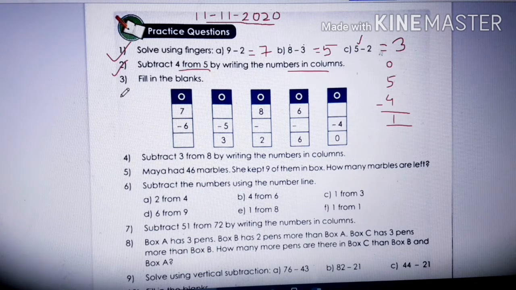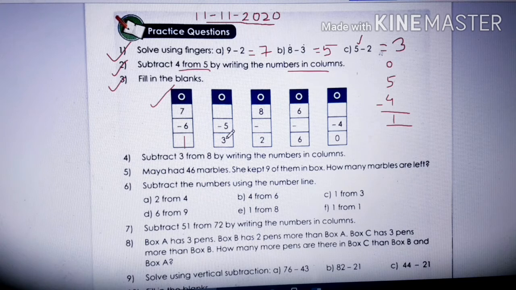Done. Then next, number 3, fill in the blanks. Now you can see, children, there are some blanks. You can see. Yeah, so we have to fill up that. So first one, 7 minus 6. It is very easy, right? 7 minus 6 is what? Open 7 fingers, close 6 fingers. How many fingers remain open? 1. So 1 is the answer.